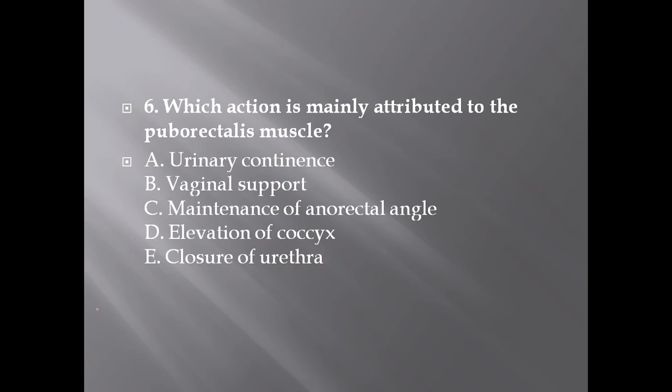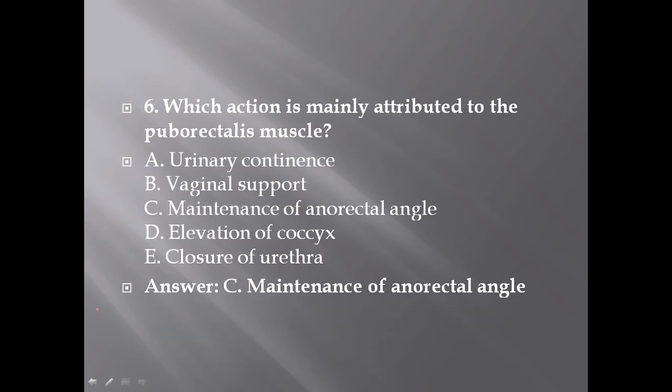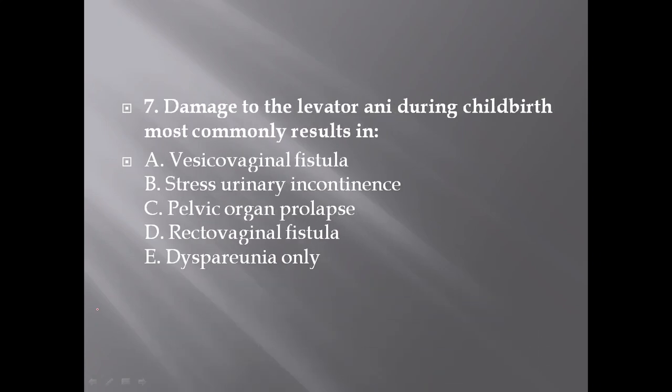6. Which action is mainly attributed to the puborectalis muscle? A. Urinary continence. B. Vaginal support. C. Maintenance of anorectal angle. D. Elevation of coccyx. E. Closure of urethra. The answer is C, which is maintenance of the anorectal angle.